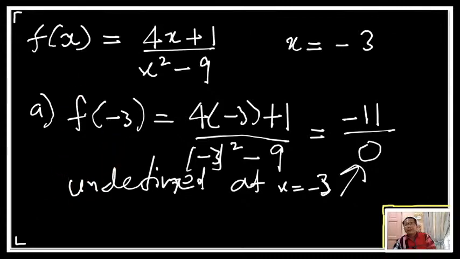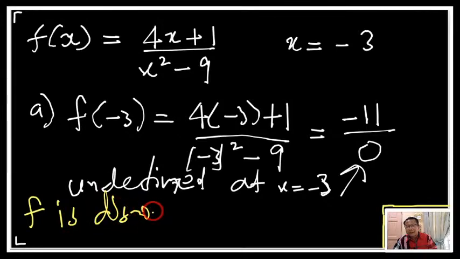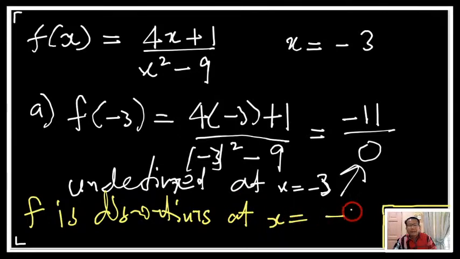So, you can say that f is discontinuous at x equal to minus 3. You don't have to do step B to find the limit, and you don't have to do step C to check whether the limit is equal to f(minus 3). You stop here and say discontinuous.